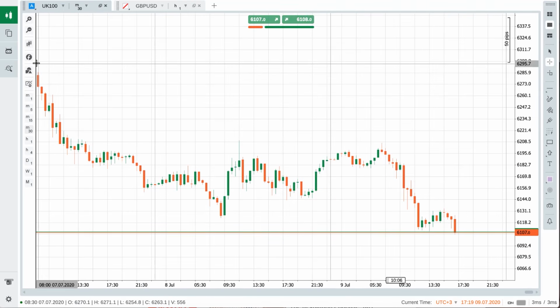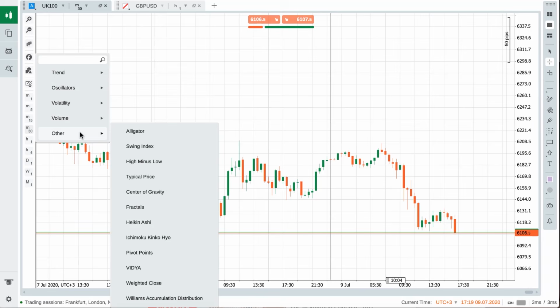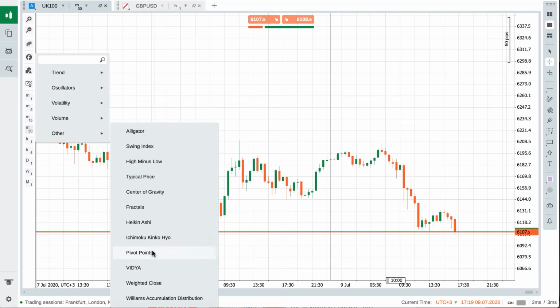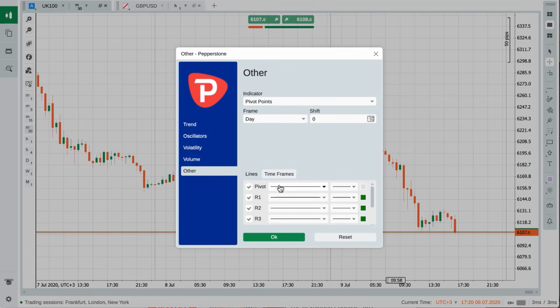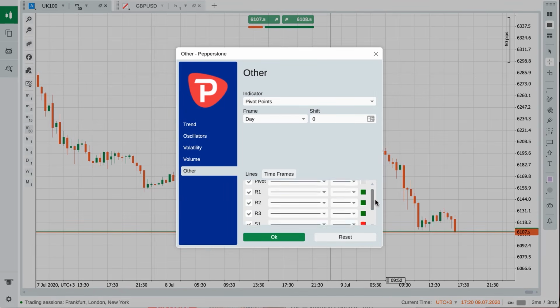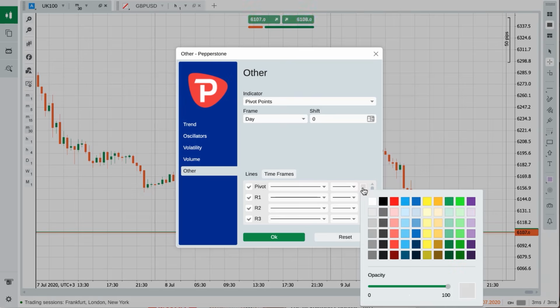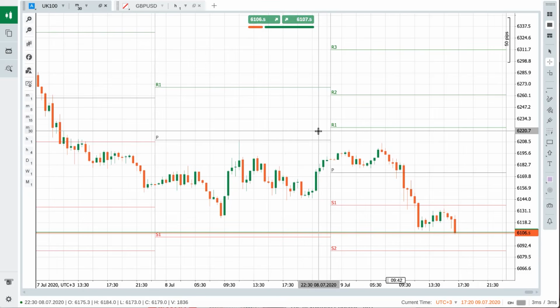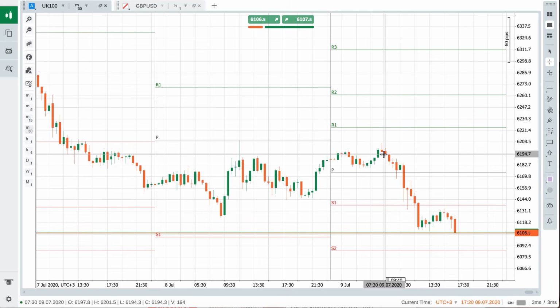So pivot points, very simply, we click, go to the indicator section or function section, go down to pivot points here, select it. Now the default is R1, R2, R3 coloured in green, makes sense. S1, S2, S3 coloured in red. I like to make it a little bit darker because you can't quite see it on the white, personal preference. Okay, there we go. So we now have, it's a very simple calculation, the pivots, guys.